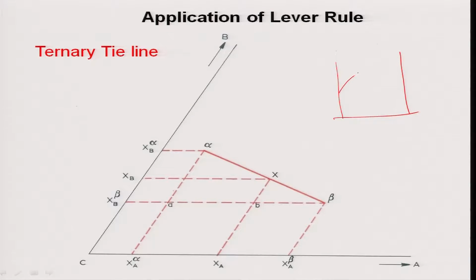I draw a binary isomorphous phase diagram like this, temperature versus X, pure A, pure B. Now, what will it do? I draw a tie line, this is a tie line. What does a tie line do? It connects the solidus with the liquidus.